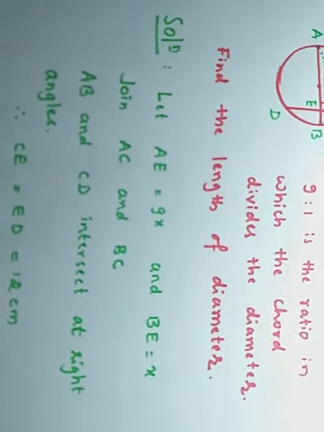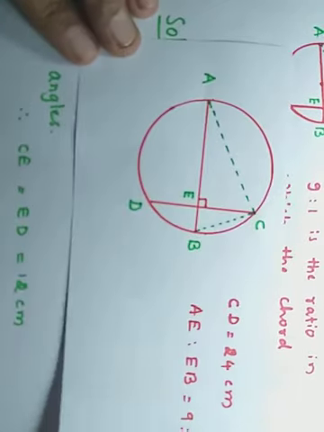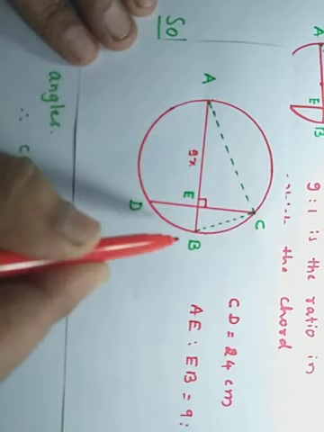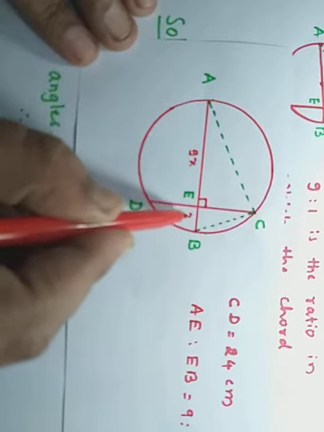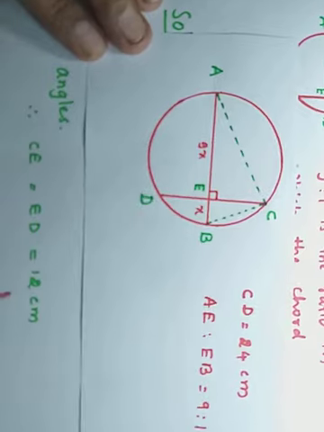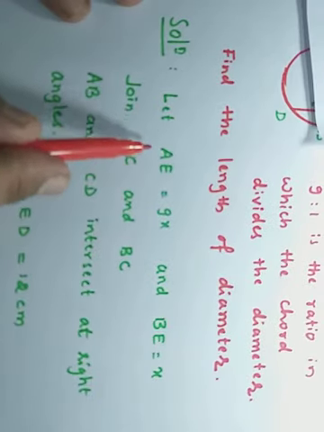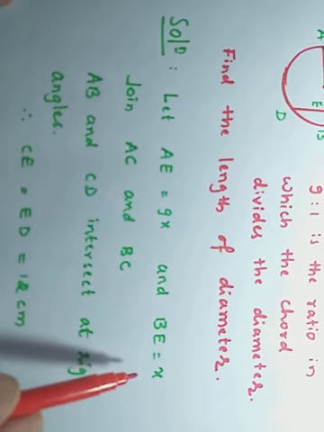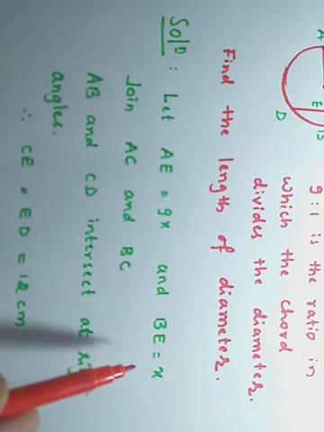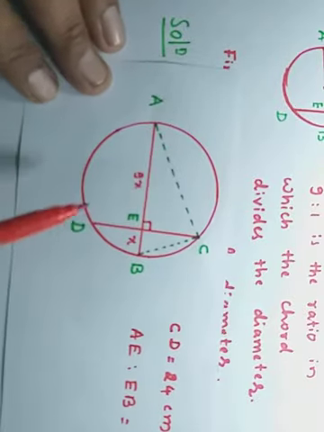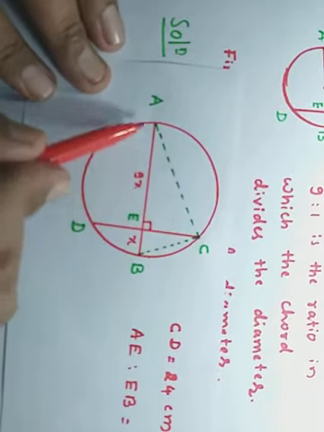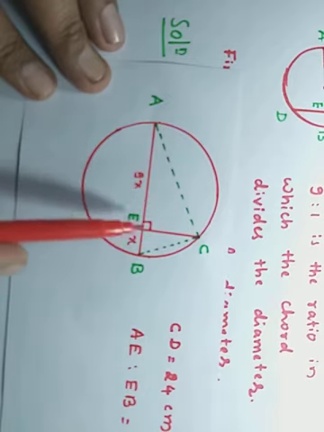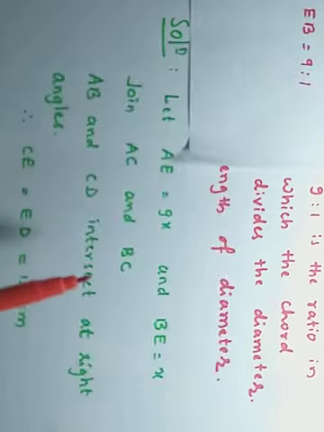Let AE be equal to 9x and BE be equal to x, because AE is 9 times of x and BE is 1 time of x. Join BC and AC. I have deliberately used green color and dotted line to show you that the construction is done. Fine.